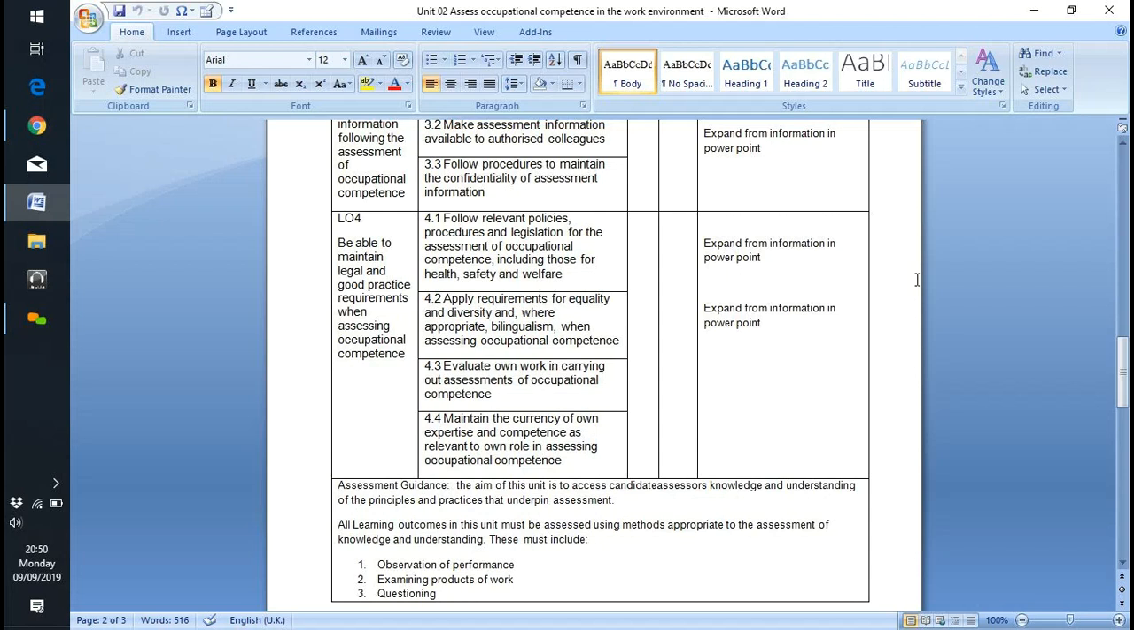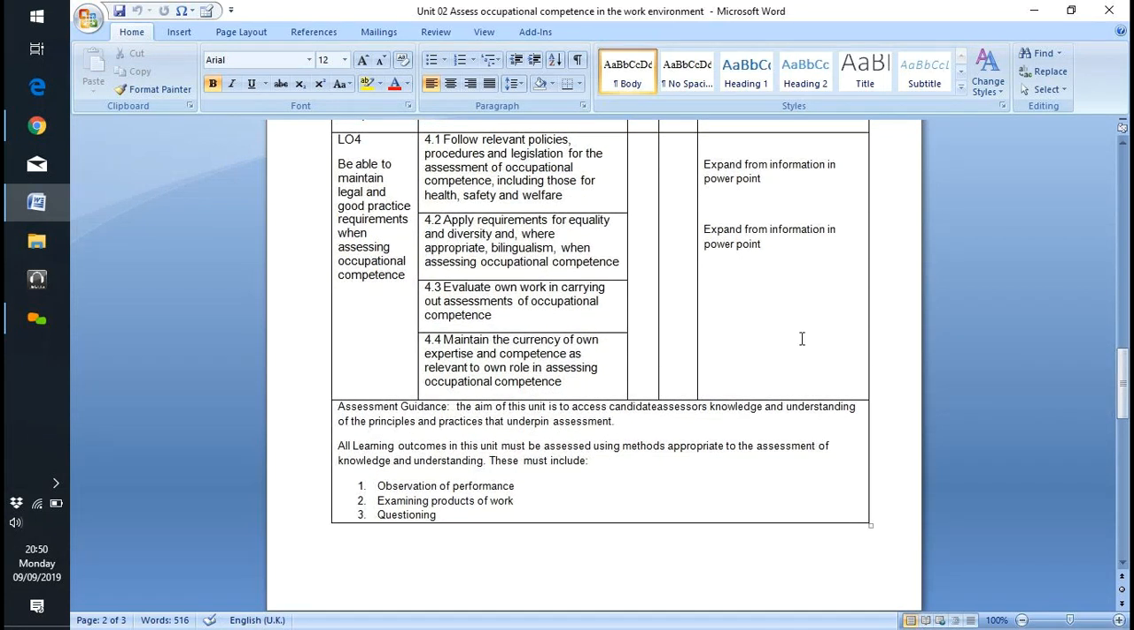So it's apply requirements for equality and diversity and, where appropriate, bilingualism when assessing occupational competence. One of the things that building sites have had a problem with, when they've had a lot of foreign workers on site, is to make sure that information is understood. Sometimes they've had to have interpreters in to make sure that they fully understand, and then they've got to sign a sheet to say they've understood it.